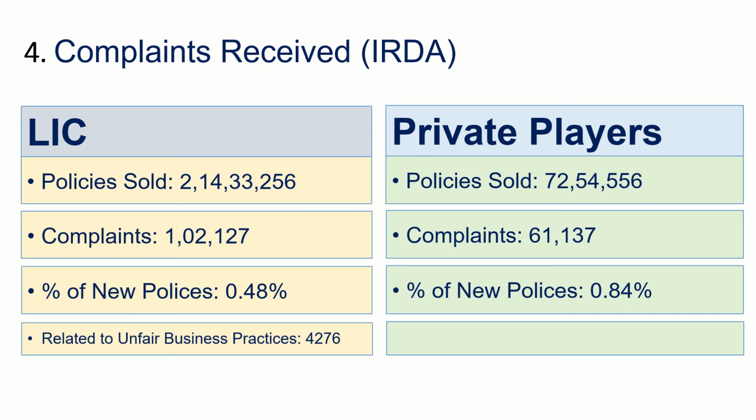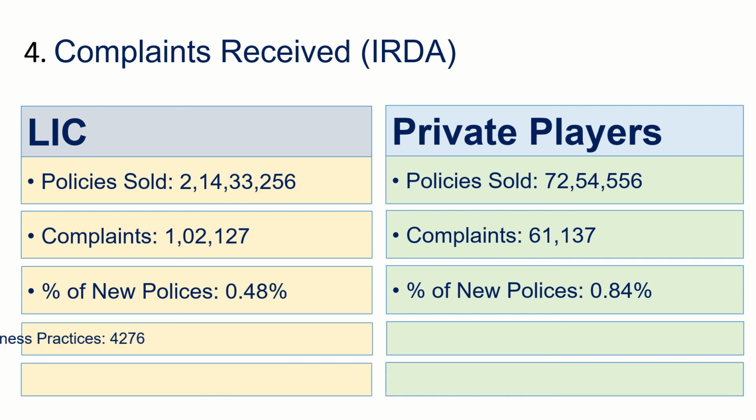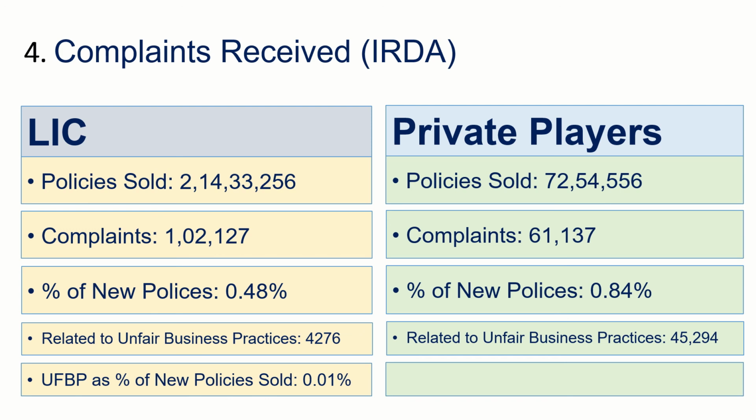Related to unfair business practices, 4,276 complaints were received against LIC, whereas for the private players, the complaints were 45,294. See the figure, 10 times larger for private players than the LIC related to unfair business practices. This is the reason people have more trust in LIC than private players. And if we see the percentage of unfair business practices complaints, it was 0.01% of the total policies sold for LIC. For private players, it was 0.62% of the total policies sold. So 62 times.